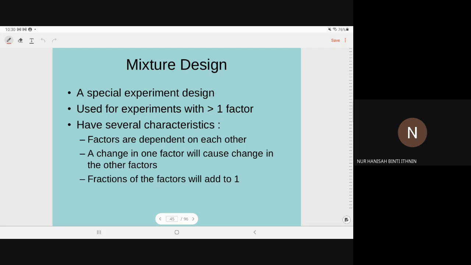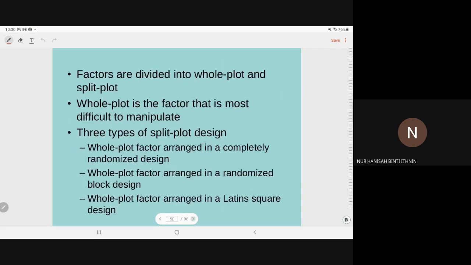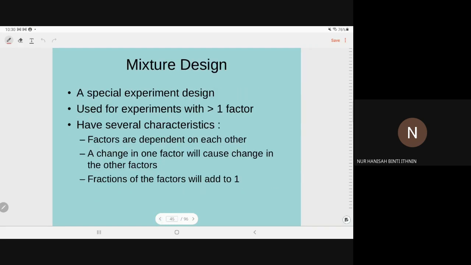Okay, so mixture design is a special experimental design. You can use it for any type of experiment, but it has its preconditions. It can only be used for experiments that fulfill this characteristic. If it does not, then it is not suitable to be used. So it is a more specialized and more limited use type of experimental design.